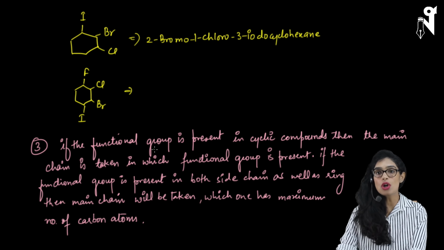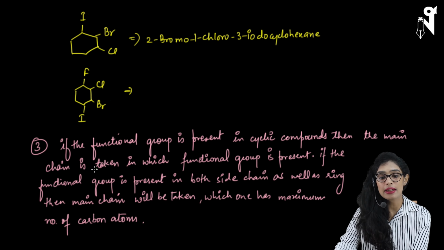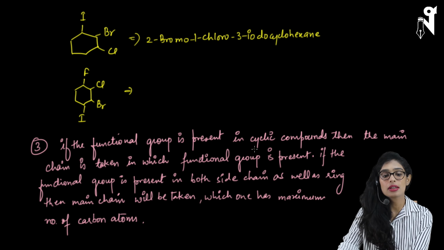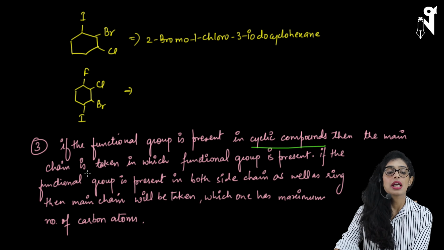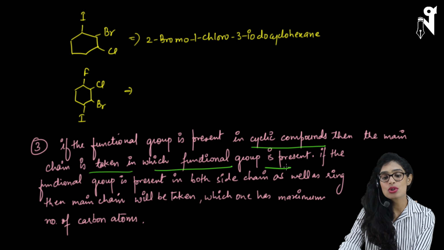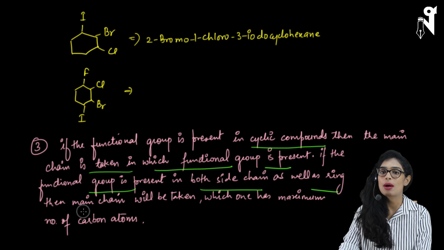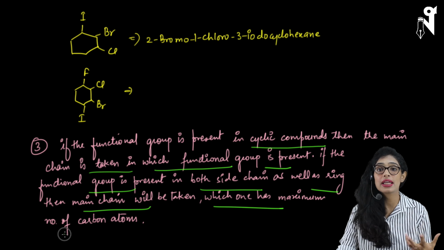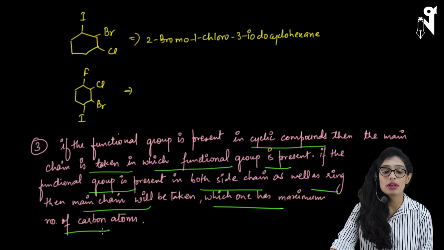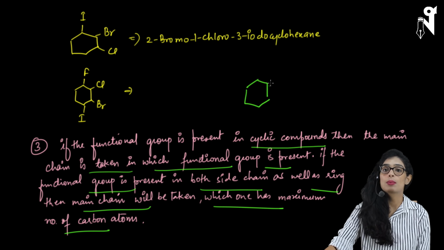Okay. Let's talk about the next rule. If the functional group is present in the cyclic compounds, then the main chain is taken as the one in which the functional group is present. If the functional group is present on both the side chain as well as the ring, then the main chain will be taken as the one which has the maximum number of carbon atoms. So what exactly are we saying over here? I have a cyclic chain and I have an open chain. Let's say this is my open chain.